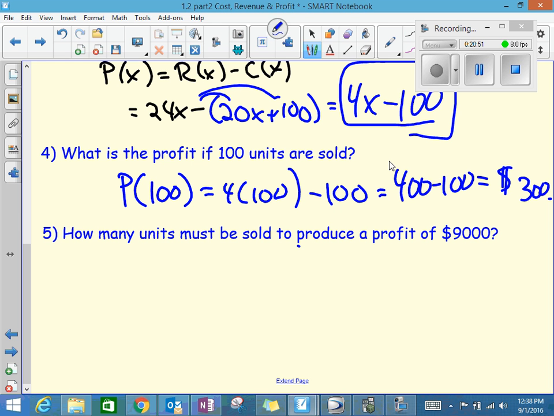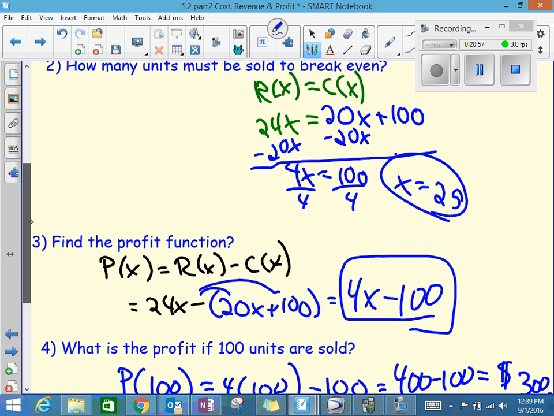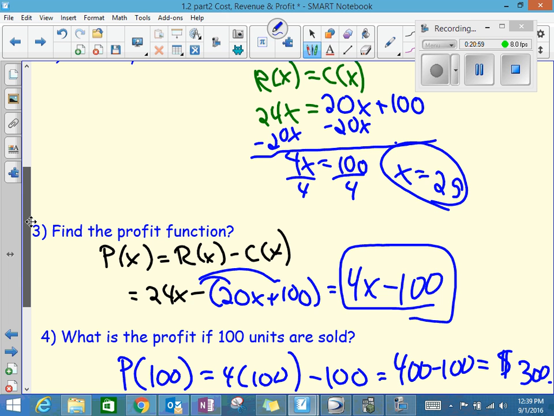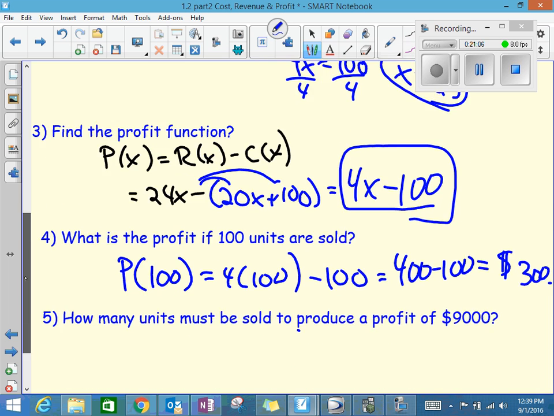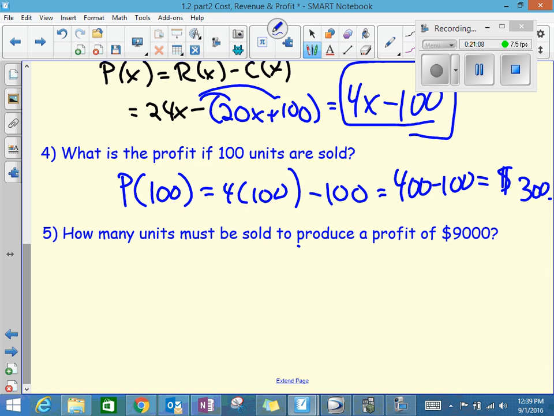Does that make sense? So let's see if this makes sense. We're saying if they sell 100 units, they make $300. When they sell 25 units, they've broken even. So their profit starts on that 26th unit, right? They start making money as they sell anything greater than 25. Then by the time they've sold 100, they've made $300 over and above the cost. Okay? Now, next question. How many units must be sold to produce a profit of $9,000?